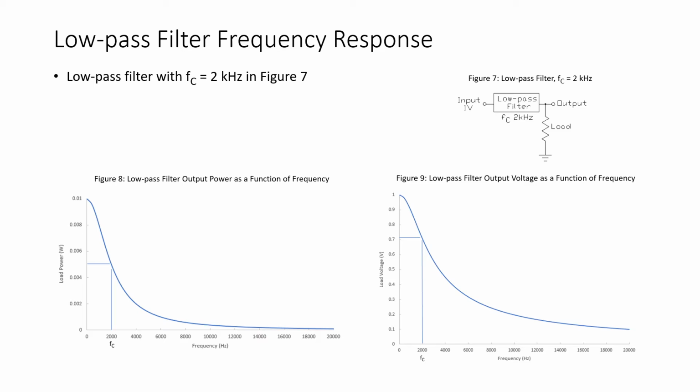Now let's look at a low pass filter. Referring to figure 7, we see that we have, again, a low pass filter just represented with a block, and this low pass filter has a cutoff frequency of 2 kHz. And looking in figure 8, we see a graph that shows us the output power as a function of frequency. Notice the cutoff frequency, 2 kHz, is the point where the output drops to 1/2 of the maximum output power, which is 10 milliwatts. So at 2 kHz, the output has decreased to 5 milliwatts, which is half of the maximum output power.